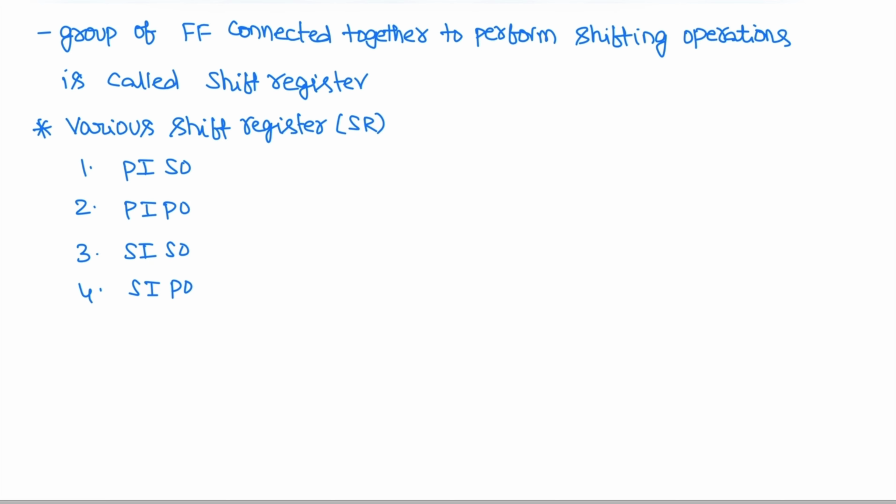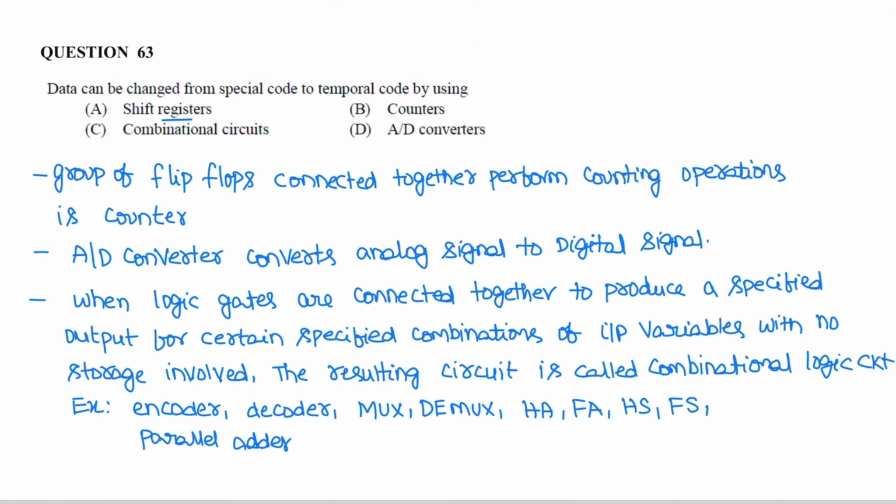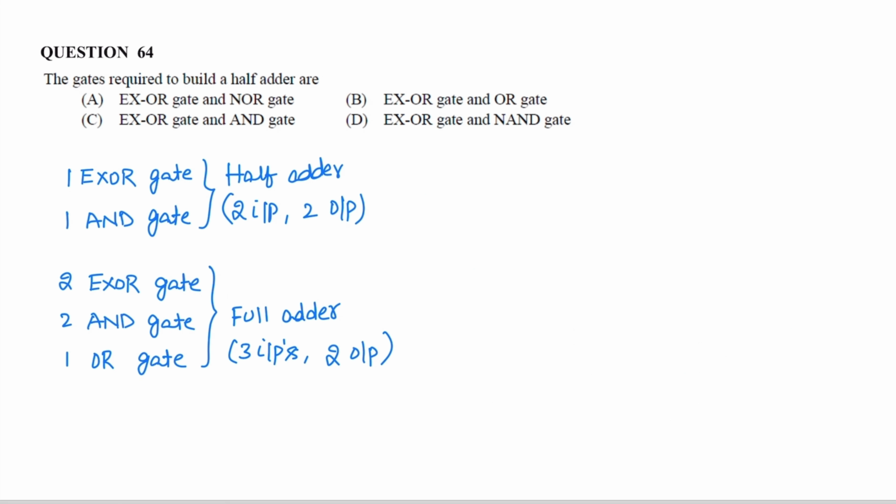These are the four categories. In the question they have given spatial code to temporal code. So the correct option is A, shift register. Next question. The gates required for building half adder circuit is.